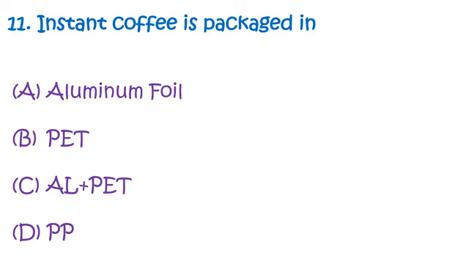Question number 11. Instant coffee is packaged in, options are option A aluminum foil, option B PET, option C aluminum plus PET, option D PP, which is polypropylene. So here the PET refers to polyethylene terephthalate, which is also called PET. Then PP refers to the polypropylene. So here our correct answer will be option C aluminum plus PET.